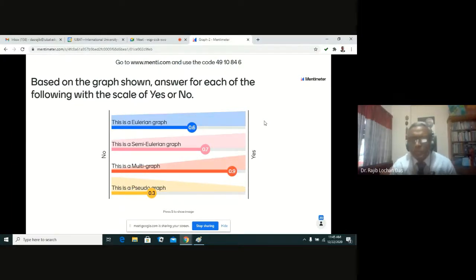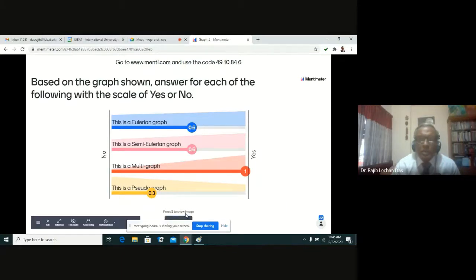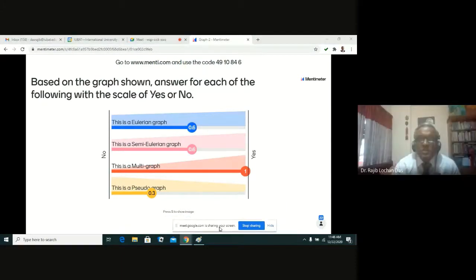Now let me give you the correct answer for this. So the red color, this is a multigraph. It is correct. It should be 1. So this is a yes answer. And semi-Eulerian, that is yes. Semi-Eulerian, that is yes. Sir, why is this semi-Eulerian, not pseudograph? This is not a pseudograph, yes. So pseudograph should be 0. It is not actually.